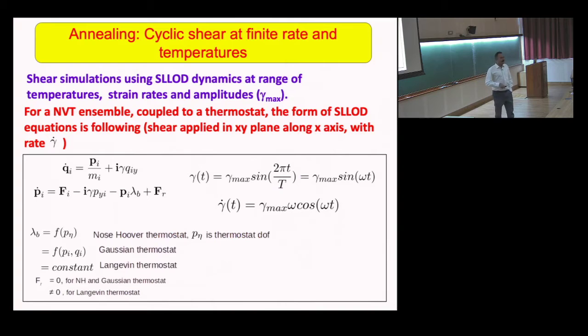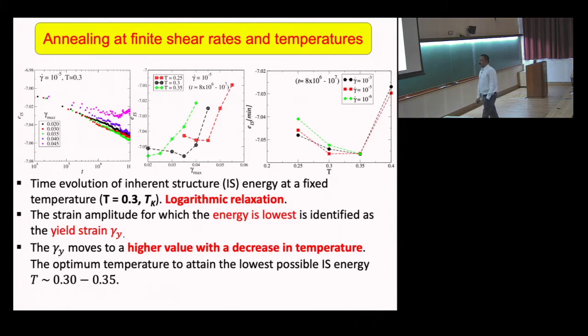Very quickly, what we do is something called SLLOD dynamics, where you impose shear at a given shear rate. In our case, the shear strain is a cyclic oscillatory function of time, and one can write the equations of motion in this general form, where depending on which thermostat you use and whether you're using a stochastic one or not, you have a random force term and a friction term. I won't go into further details of that. So what do we find?